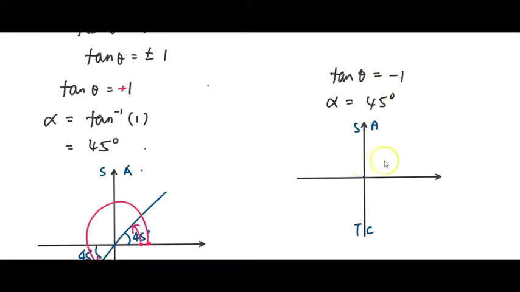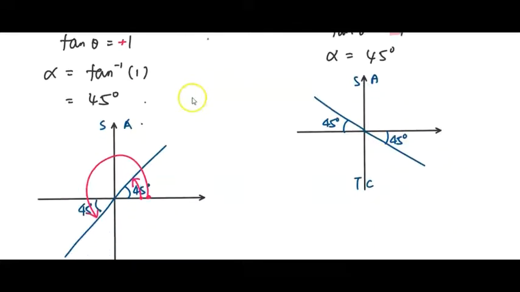Alright, and now we have to locate our basic angle. Okay, so since the tangent is negative over here, it means that our basic angle will be found at the second quadrant and the fourth quadrant. So your basic angle should be labeled next to the x-axis.